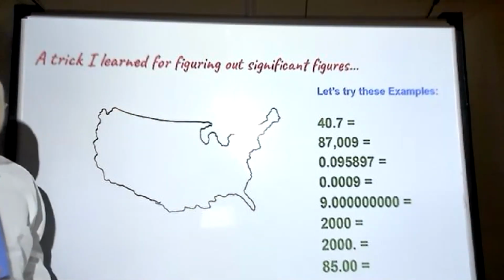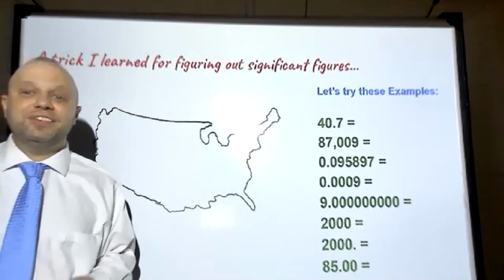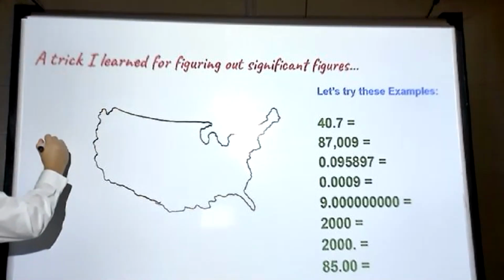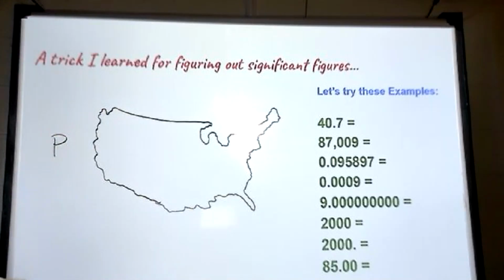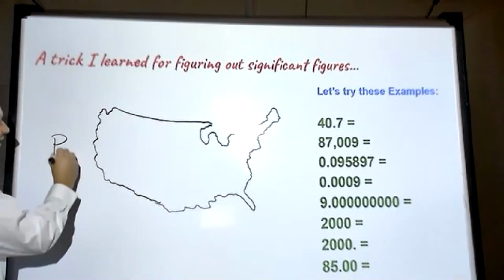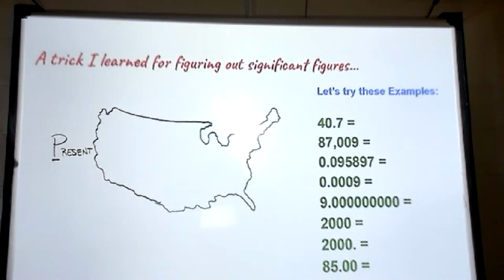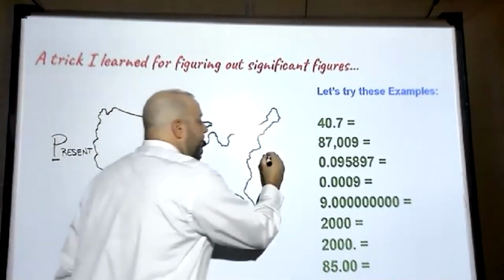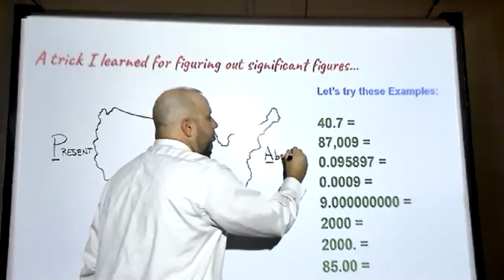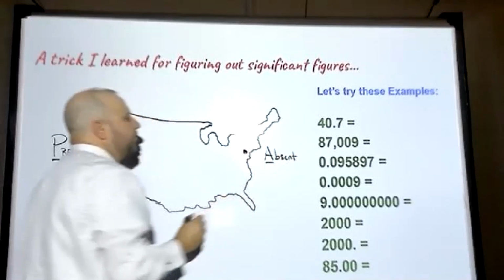So this is the United States of America, or as best as I can draw it freehand. On this side of the United States, we have an ocean. It's called the Pacific Ocean, but we're only going to use the P part here, and we're going to have this represent present, and I'll explain what that means. And on the other side, we have the Atlantic Ocean, but over here, we're going to have this represent absent.